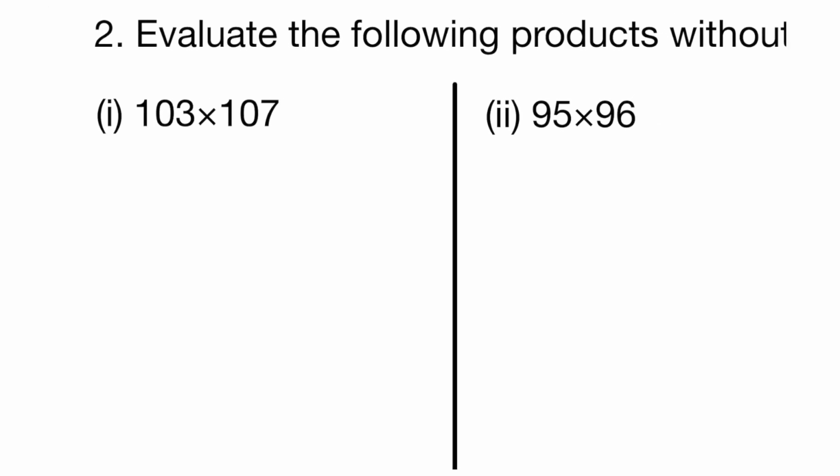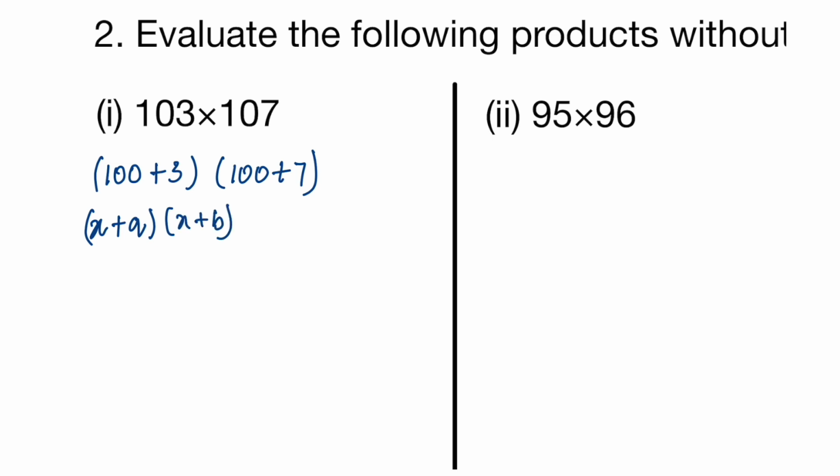Okay, in the first subdivision we have 103 into 107. 103 can be written as 100 plus 3, right? And 107 can be written as 100 plus 7. So 100 plus 3 into 100 plus 7, this is of the identity x plus a into x plus b, right? So x plus a into x plus b is an identity for which the right hand side is x squared plus a plus b into x plus ab.